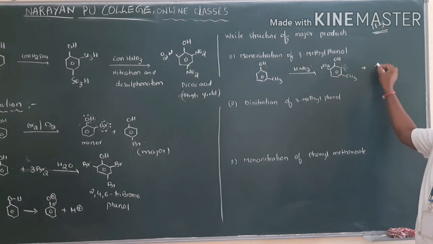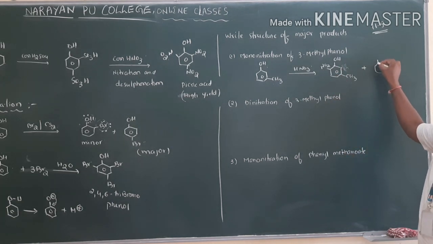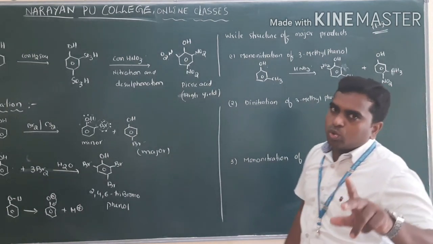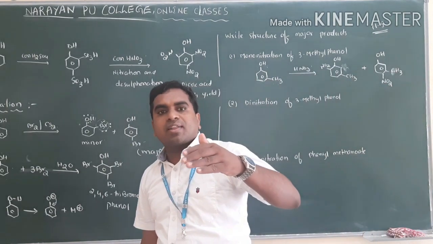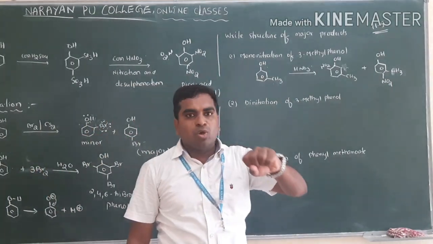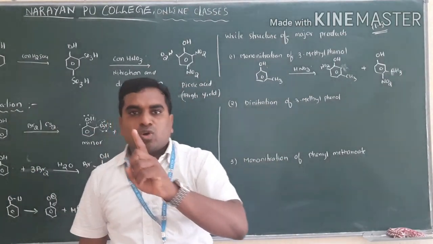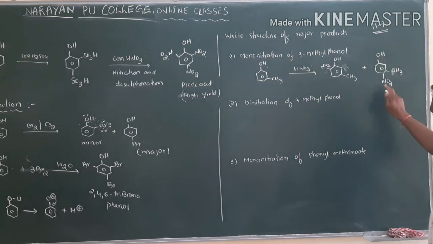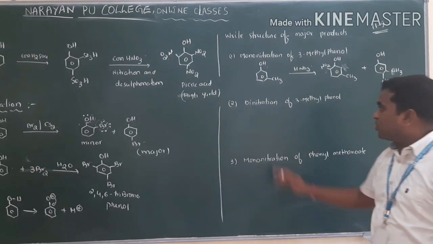Another possibility is at the para position. What is the para position here? This is the para position, to the OH. Clear? So whenever there are two electron donating groups on the benzene ring, the one that directs the incoming group is the one which is highly electron donating. That's why OH is highly electron donating. So to the OH ortho position and to the OH para position you will get the compounds.